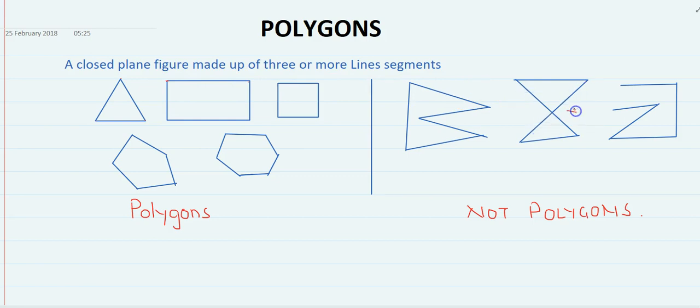That's why this is not a polygon. This figure is not a closed one. It's not closed. That's why it's not a polygon. And this figure is not a polygon. So these are the polygons of 3 sides, 4 sides, 5 sides, 6 sides, 7 sides.